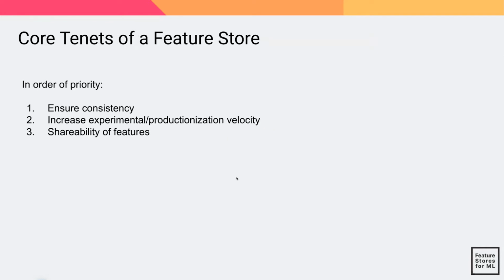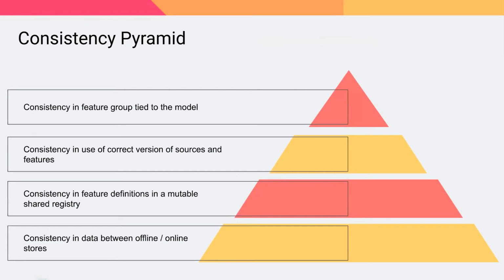Okay, so now I'm going to talk a bit more about these three components in depth. Number one, again, ensure consistency. So how do we do that? How do we think about this? Here's my consistency pyramid.